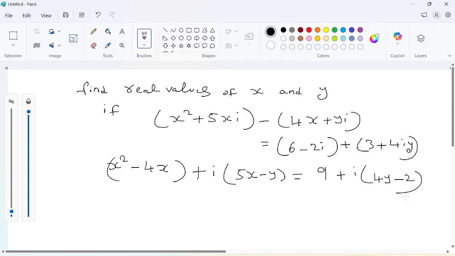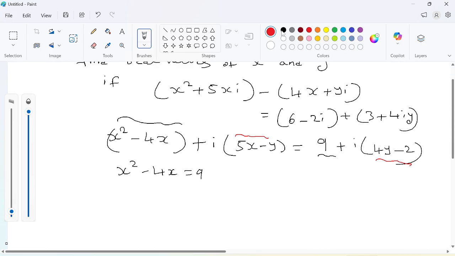Okay. Now what will I do? Take the real part here: x square minus 4x is equal to 9. Similarly, take the imaginary part here: 5x minus y is equal to 4y minus 2.